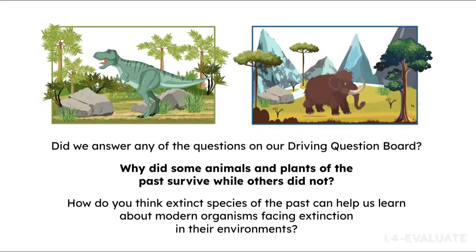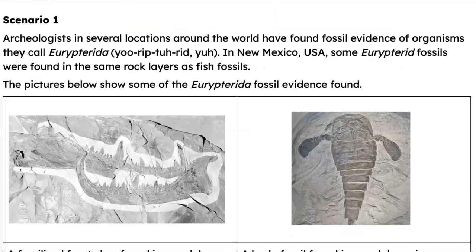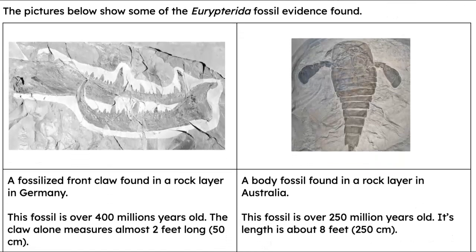To support student sense-making across the unit, you'll orient them back to the driving question board. Ask, did we answer any of the questions on our driving question board? If there are questions that have been answered, you can remove them from the driving question board and place them on the summary charts. You can use this as an opportunity to build a class consensus model to answer the section driving question, why did some of the animals and plants of the past survive while others did not? You'll then have students complete the section 1 and 2 summative assessment.